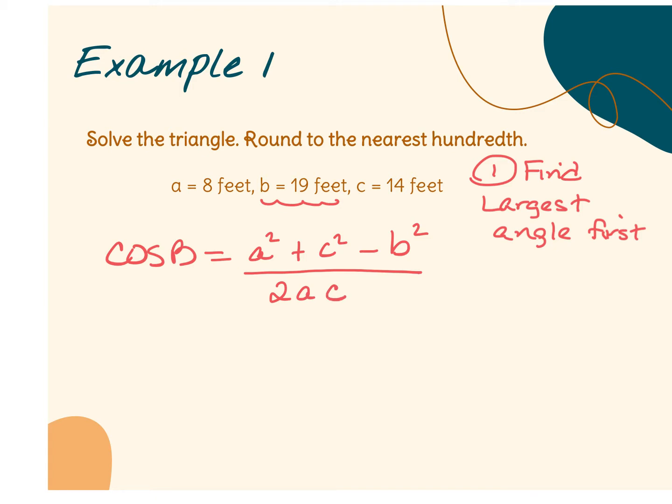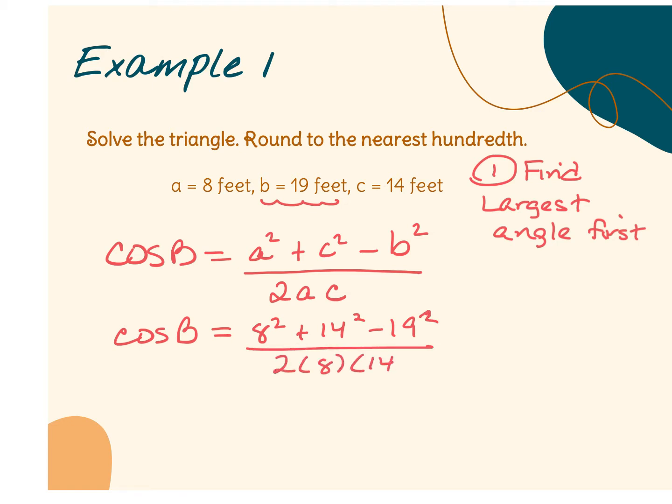I'm now going to substitute in for all of my variables. I don't know angle B, that's what I'm solving for, which is the largest angle. I'm going to replace A with 8, C with 14, and B with 19. And then in the denominator, 2 times 8 times 14. Now, you can do this continuous on your calculator. Again, my advice to you is practice with your calculator. Some calculators are going to make you put parentheses around the numerator numbers and then around the denominator numbers. So practice. If you don't want to do it continuous on your calculator, you can go ahead, solve the numerator, solve the denominator, and then divide.